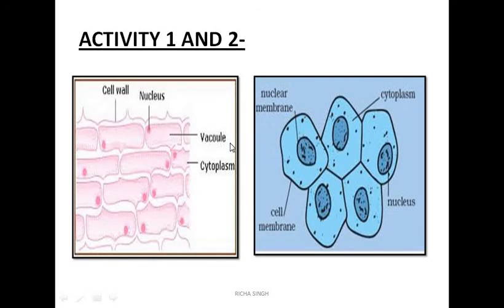One more thing, vacuoles are present in plant cells. These are empty spaces. Vacuoles are not present in an animal cell. The rest of the features are common. Cell membrane is there, then cytoplasm, and nucleus. So these 3 are common in plant and animal cells. The difference is in terms of cell wall and vacuoles.